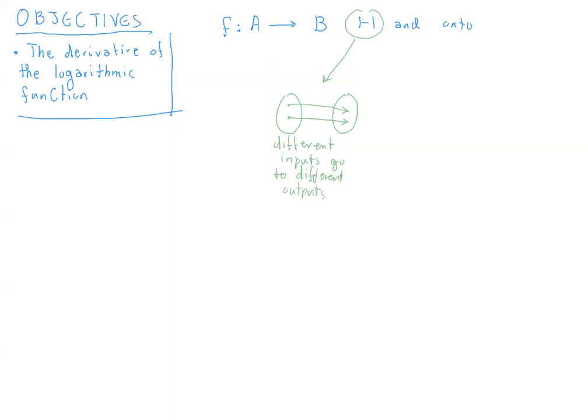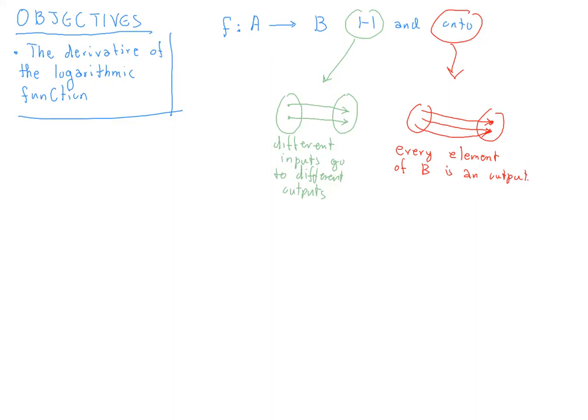And the term onto means that every element of the second set is an output. So every element of B is an output. Then if somebody gives you an element of B, you have a clear way of how to go back.